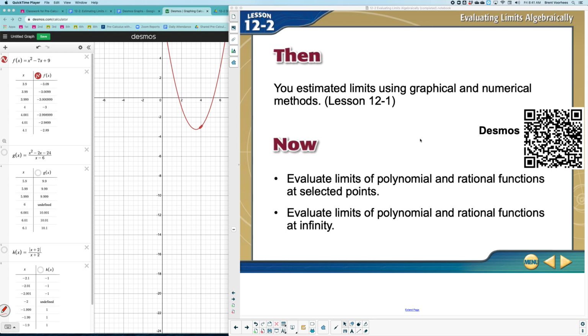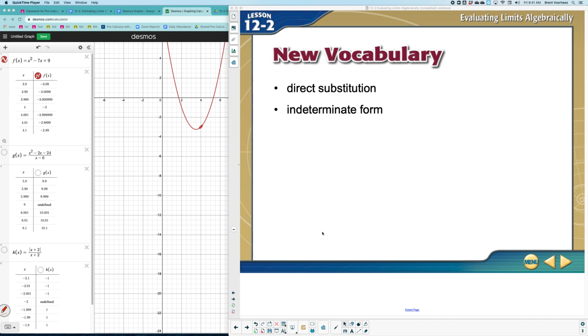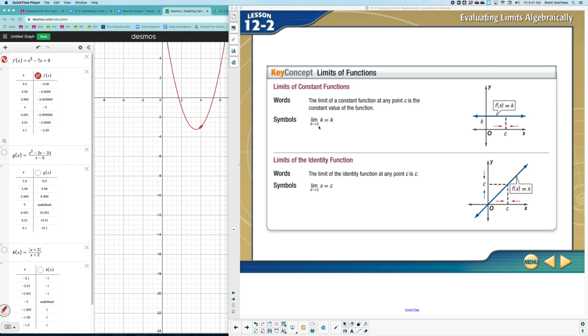Alright, so what we're going to look at today is evaluating limits of polynomial and rational functions, not only at selected points, but also at infinity. And so the terms you might hear today are direct substitution and indeterminate form. Actually, you probably won't hear me say that very often, but you will hear direct substitution quite a few times.